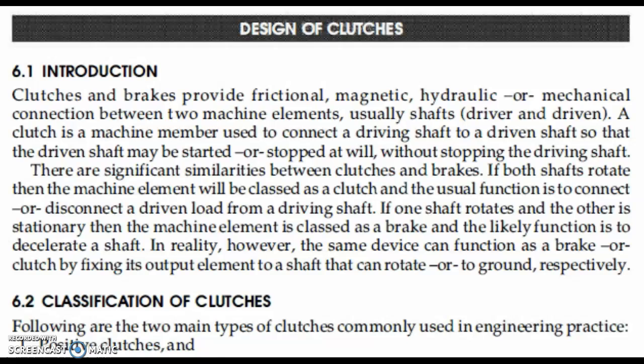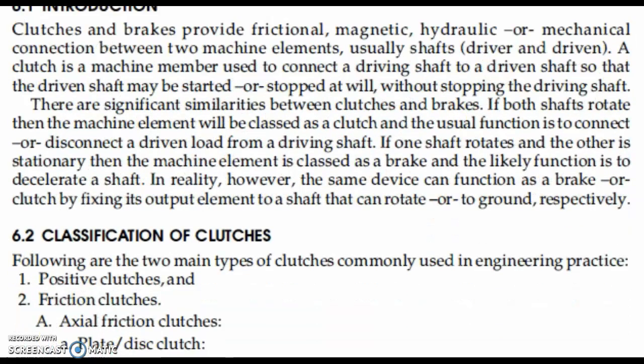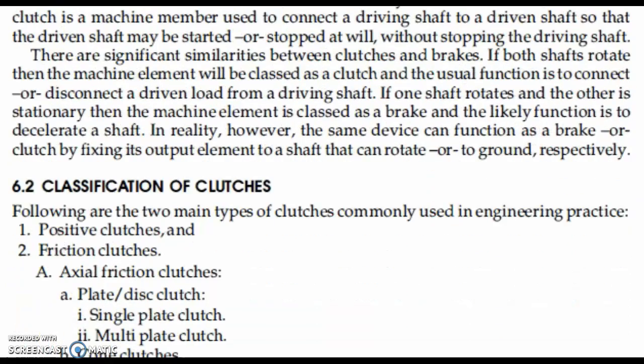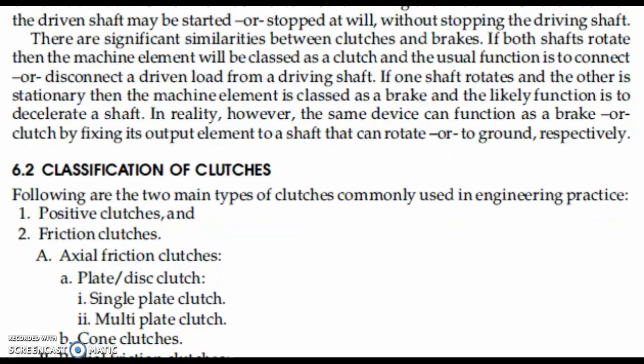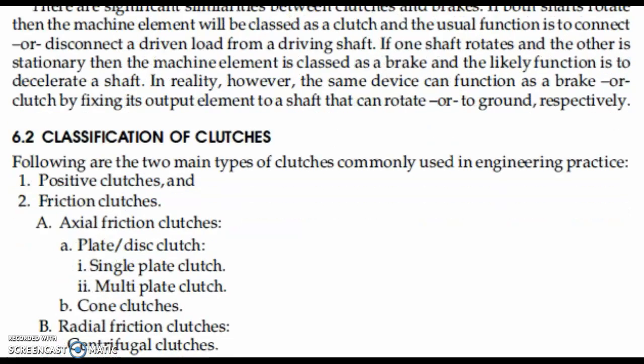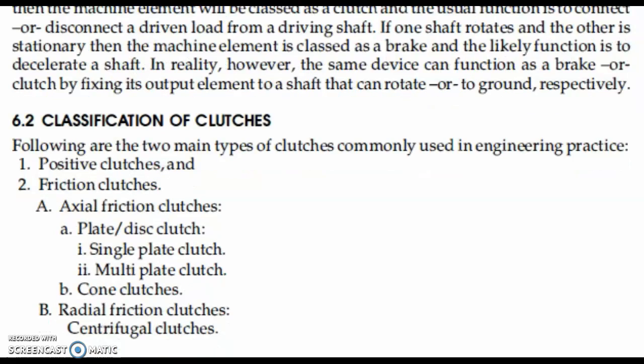Now we can go for the different types of clutch. What are the different types of clutch? Clutches are mainly classified into positive clutch and frictional clutch. Again, the frictional clutch is classified into axial friction and radial friction. That we can discuss later. Again, axial friction is divided into plate clutch and cone clutch.